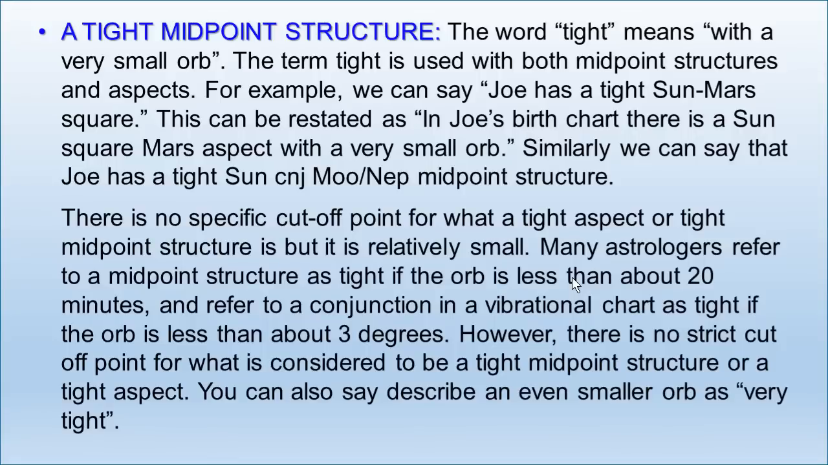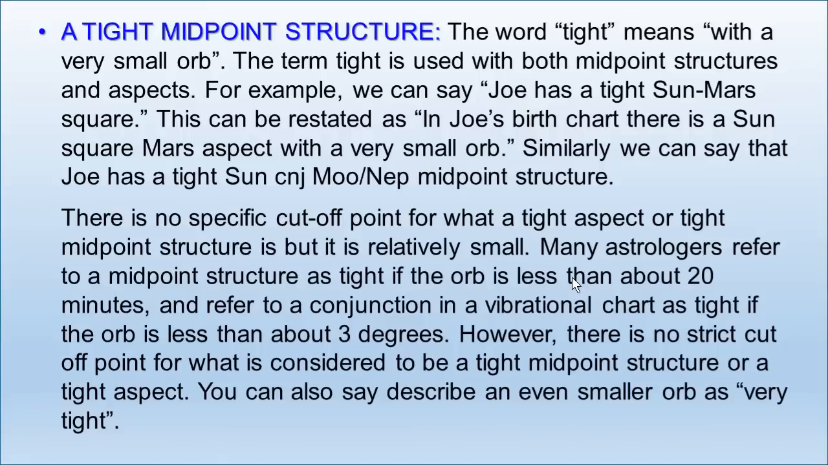We can use it with midpoint structures. We can say Joe has a tight Sun conjunct Moon-Neptune midpoint structure. So it means a very small orb. Now, how small? There's no specific cutoff point for what a tight aspect or a tight midpoint structure is, but it means it's relatively small. Some astrologers use slightly different orbs for what they consider to be tight, but tight does mean small orb.